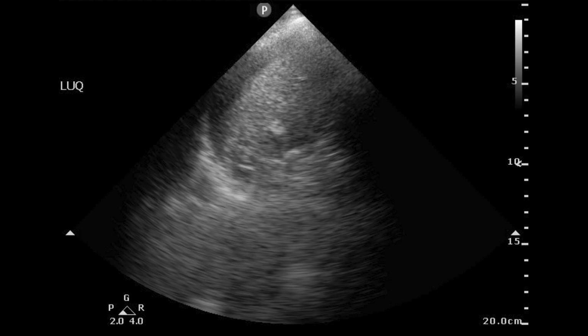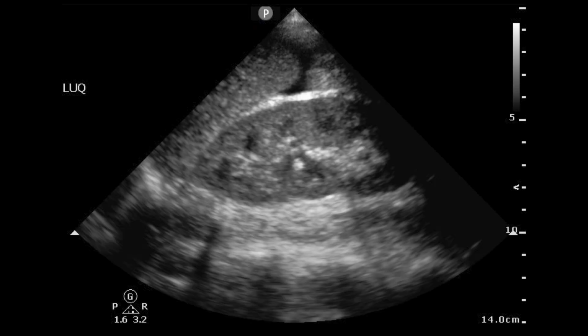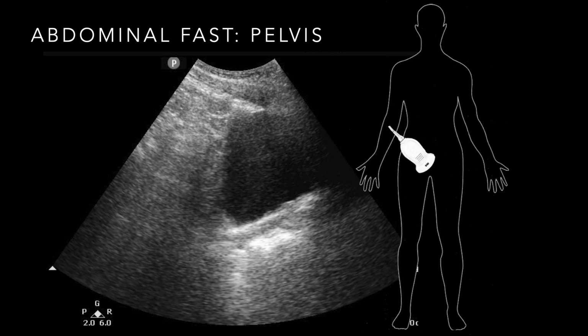On the left upper quadrant, we can see fluid in that subphrenic space between the diaphragm and the spleen. And then you can see an example of the fluid here at the caudal tip of the spleen, heading into that splenorenal fossa, right? And the final part of the abdominal FAST is that pelvic window.